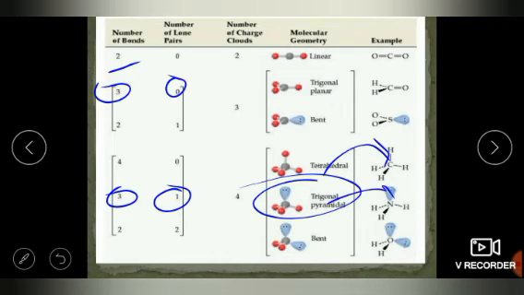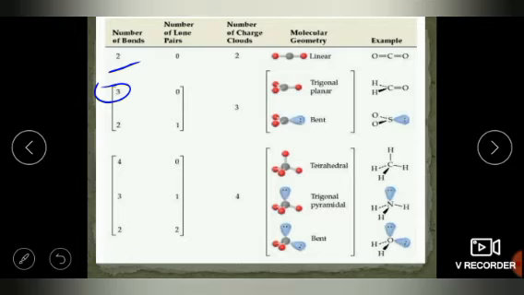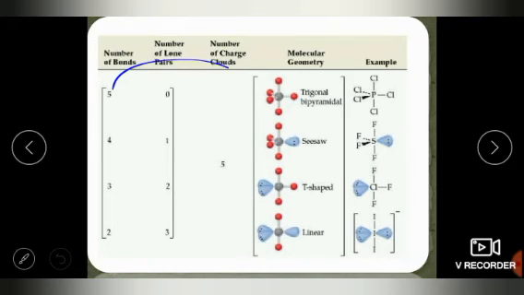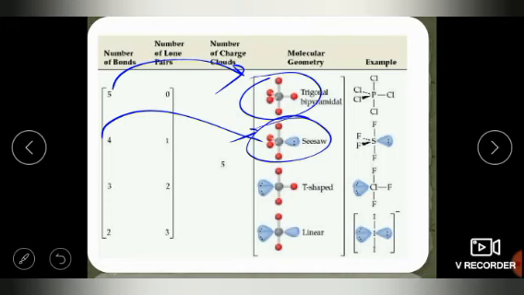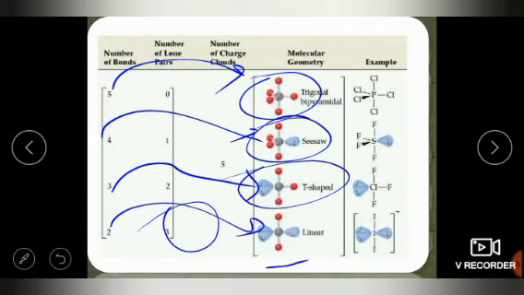An example is given here. So practice all these structures. Today you will practice all this. 2 bond pairs, 2 lone pairs, bent shape as in the case of H2O. 5 bond pairs, 0 lone pairs, trigonal bipyramidal. 4 bond pairs, 1 lone pair, seesaw. 3 bond pairs, 2 lone pairs, T shape. 2 bond pairs, 3 lone pairs, linear shape.